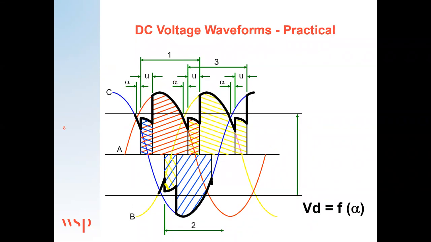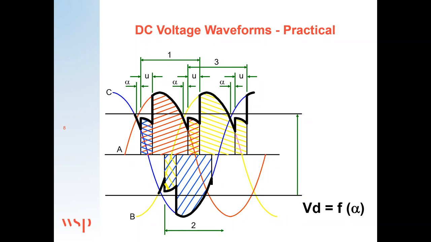The real world situation looks something like this. Due to the inductance of the AC network, primarily the transformer, we have a delay in the commutation process, which I've shown by what we call the overlap angle mu. And we also deliberately introduce a delay in the process, an angle alpha. So we don't even start switching for a certain period of time after the ideal point. And then we have to deal with the reality of an inductive AC network.